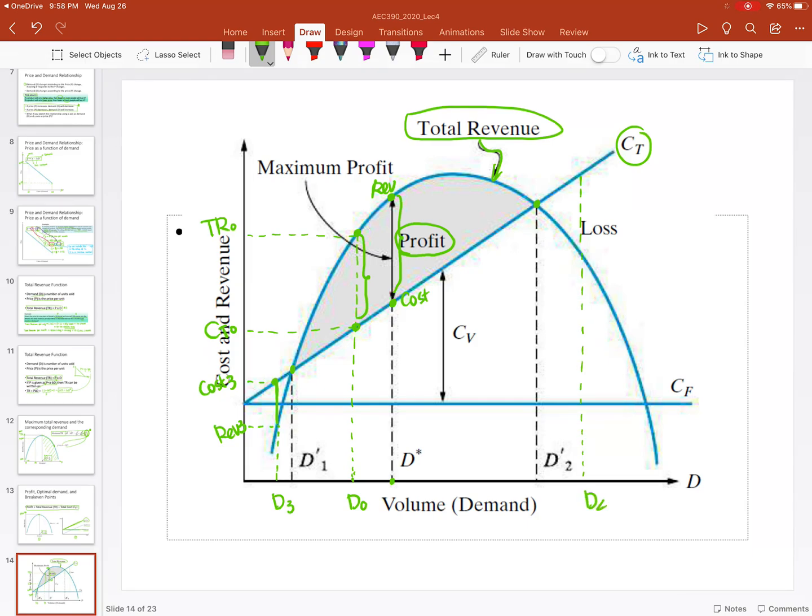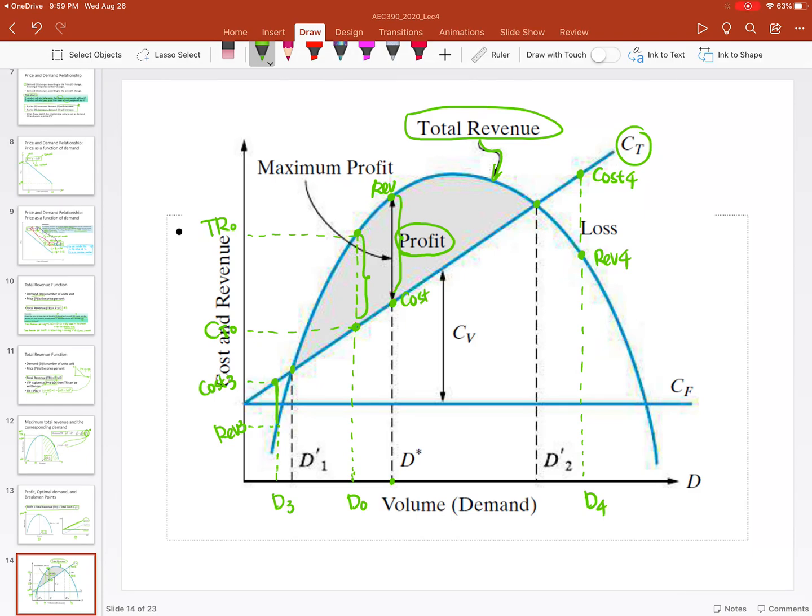And the same thing happens on this side. If you're looking at a very high demand, like a D4, your cost is this, and your revenue is here. So cost 4 and revenue 4. Your cost is much higher than your revenue, which means you're losing money. That's not what you want. You only want to stay in the gray area where you're making profit. Your profit is bigger than 0. Your revenue is higher than your cost, no matter at what demand, within this gray area.